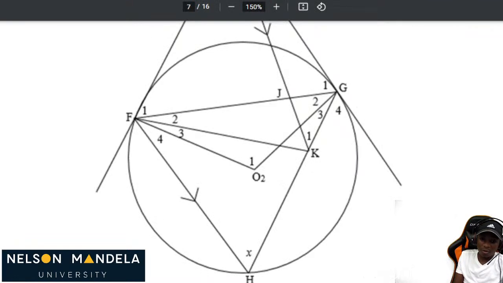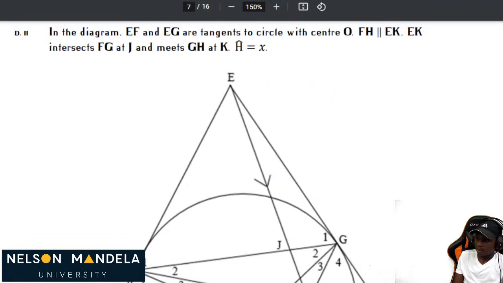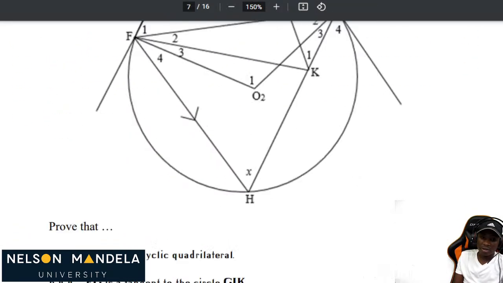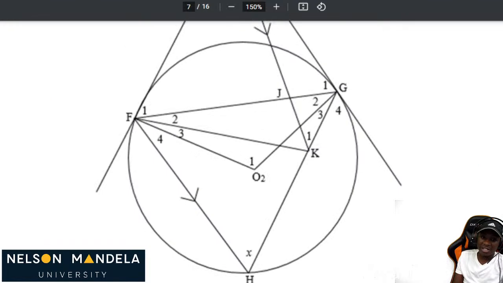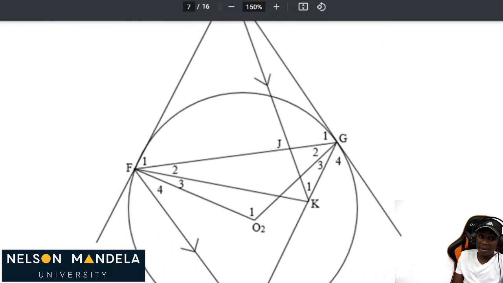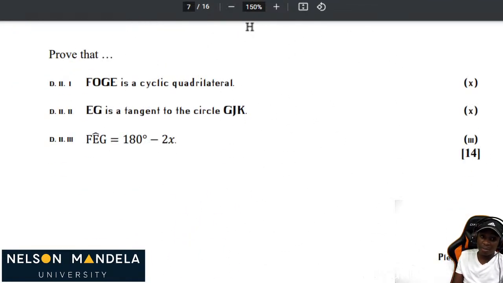O1 is equal to 2x. Do you see that? O1 is equal to 2x. So now they just want us to prove that FEG, where is E? This is the angle E, which we are seeing here. And do you still remember on our first question, they asked us to prove that FOGE is a cyclic quadrilateral.